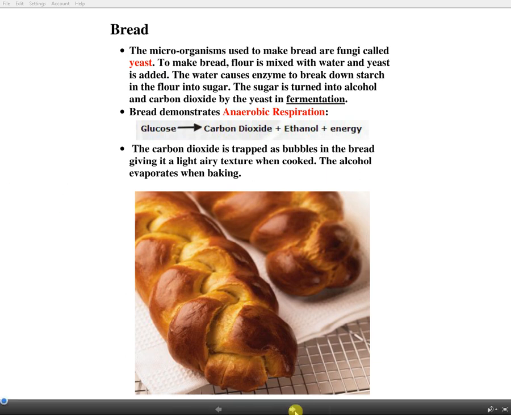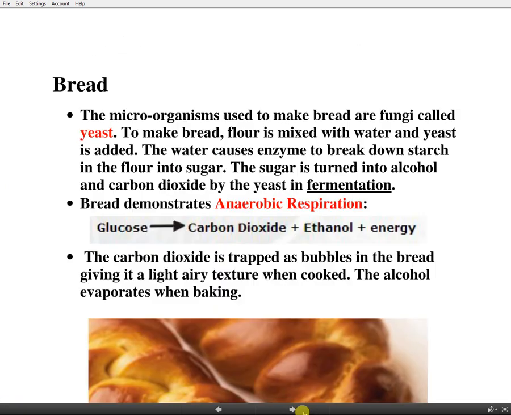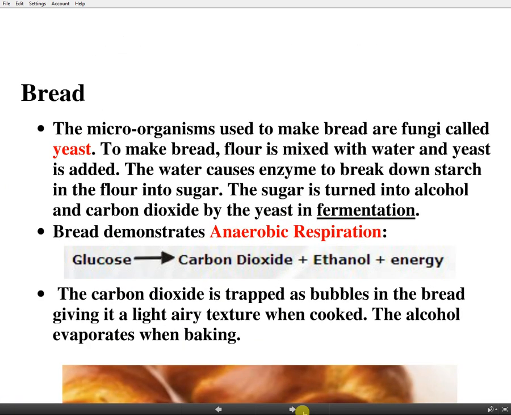So bread, remember yeast is a fungus or a fungi. And it's mixed in with the flour and with water, and it's the yeast that causes the bread to rise. And we're going to talk a little bit more about why it actually rises.